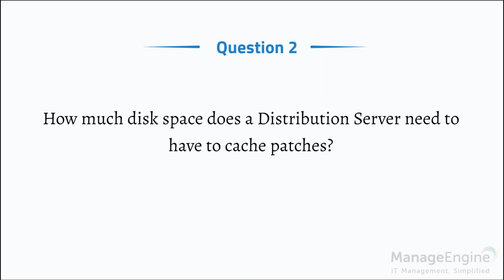How much disk space does a distribution server need to have to cache patches? It's again a bit of a tricky question. Imagine I have a remote office with a distribution server placed there, and I have 1,000 machines. All the 1,000 machines are Windows 7 and Windows 10. I'm not going to have any problem, since I'm not going to download multiple patches to my distribution server. Imagine I have different flavors of operating system, Windows, Mac, Linux. Then it's going to consume a lot of space.